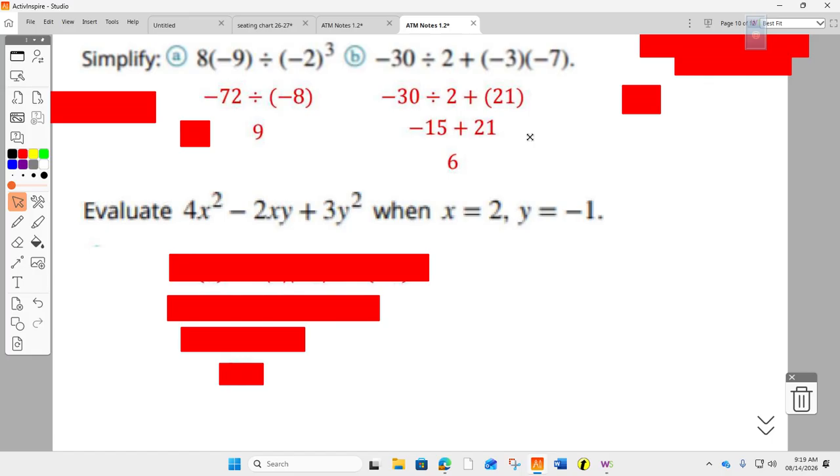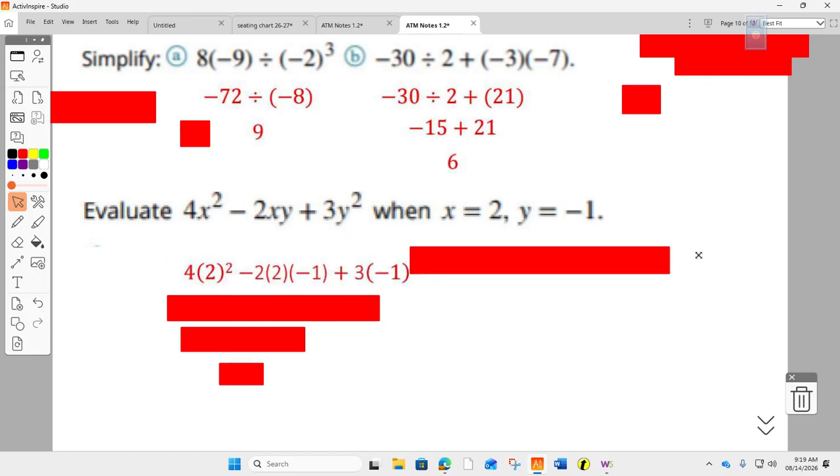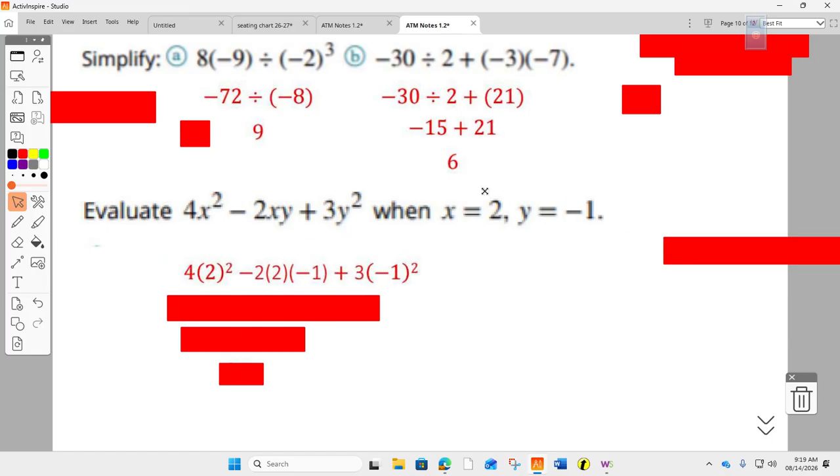Plug it in, remember? So wherever there's an x in 4x squared minus 2x plus 3y squared, we take that 2, because they want us to evaluate it for x equals 2 and y equals -1. So we're just going to plug it in. Now, y is -1. This is y squared here. There are no parentheses in this original expression, but we are raising -1 to the second power, not the opposite of that, right?